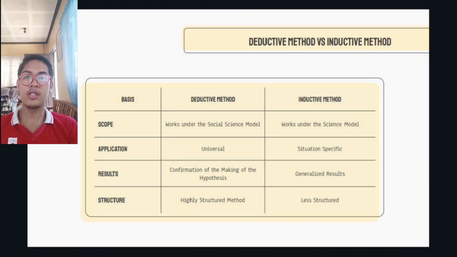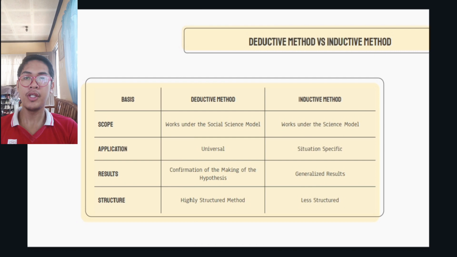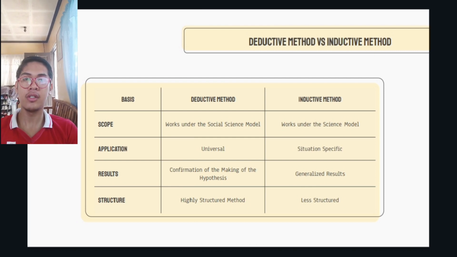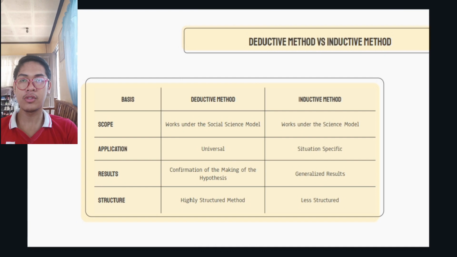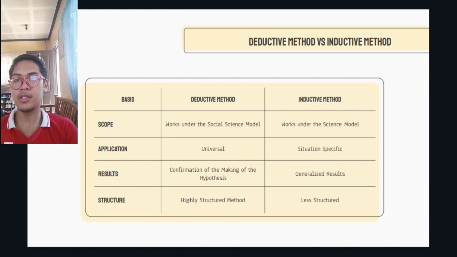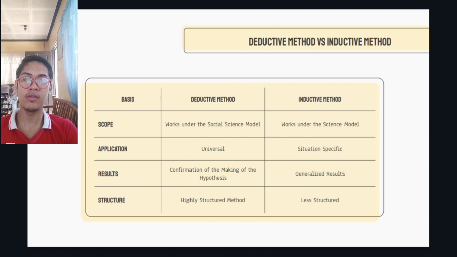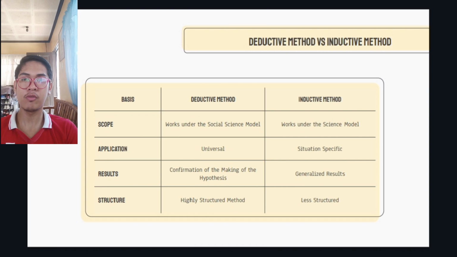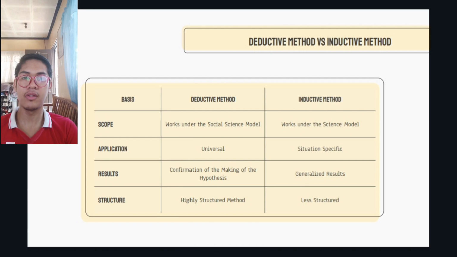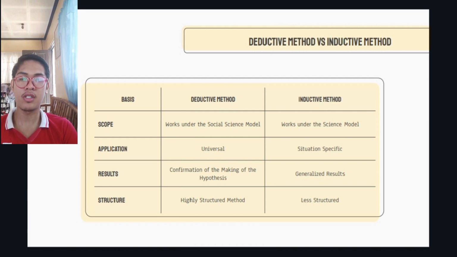In procedure, in deductive method facts are followed by logical reasoning, while inductive goes from practical scenario to scientific techniques. In scope basis, deductive method works under the social science model, while inductive method works under the science model. In application, it is universal in deductive method, while in inductive method its application is situation specific. And basis results, deductive method is confirmation of the making of the hypothesis, while inductive method is generalized results. And lastly, in the structure basis, the deductive method is a highly structured method, while inductive is much less structured.